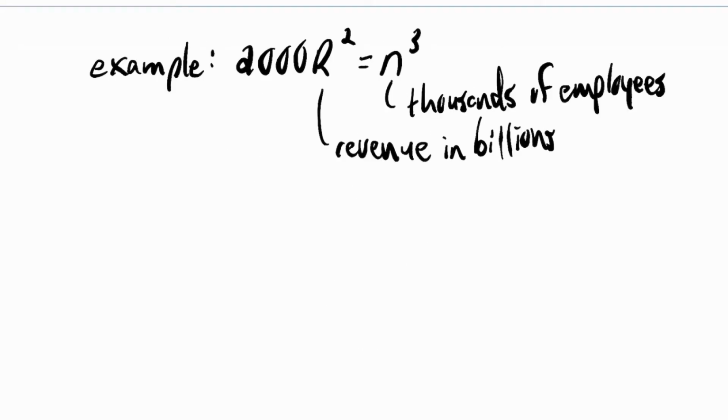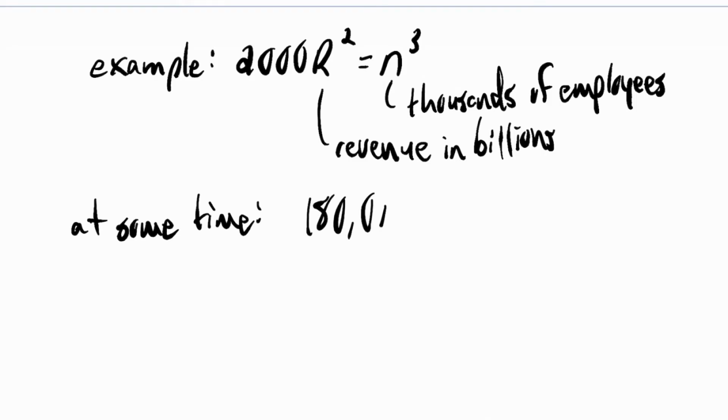Okay, in this video, we'll do another example of a related rates problem. So let's say that 2,000 r squared equals n cubed relates the number of employees for a business with the revenue. So n is in terms of thousands of employees, and r is in terms of billions of dollars in revenue. So let's say at some point in time, there are 180,000 employees, and there is 54 billion US dollars in revenue.